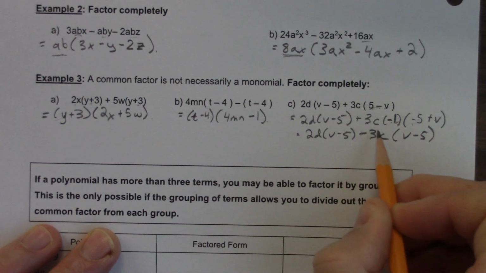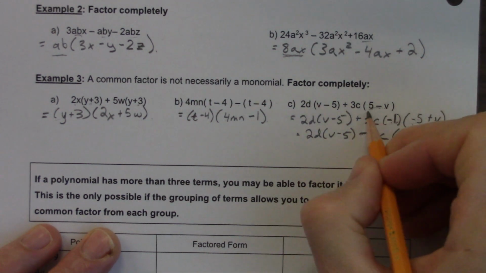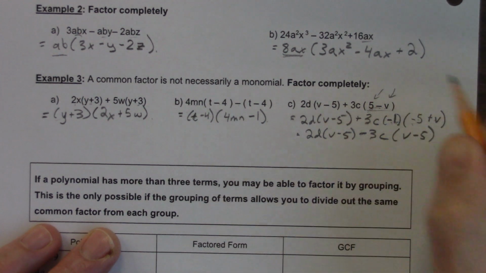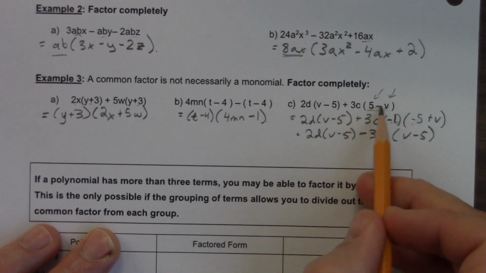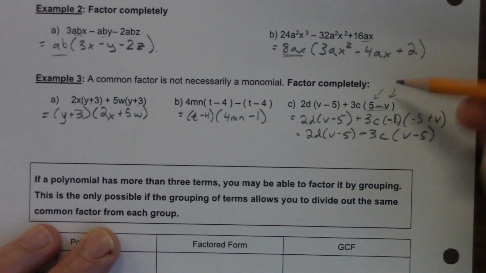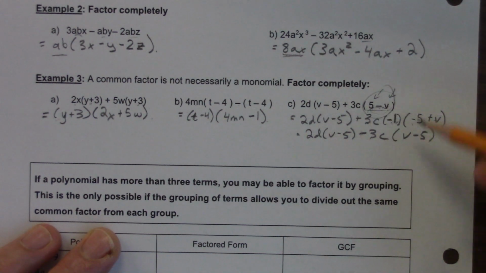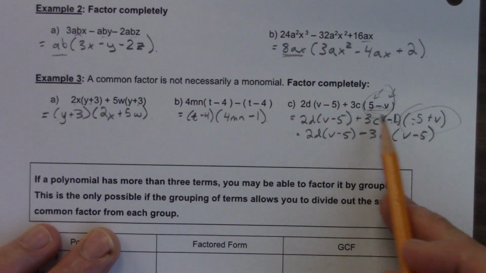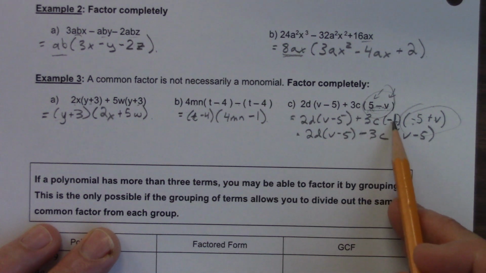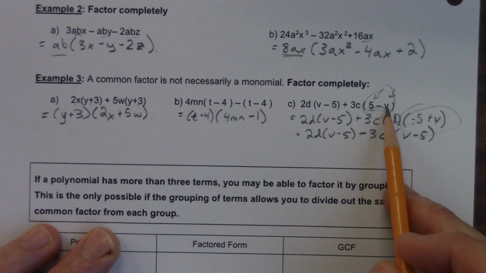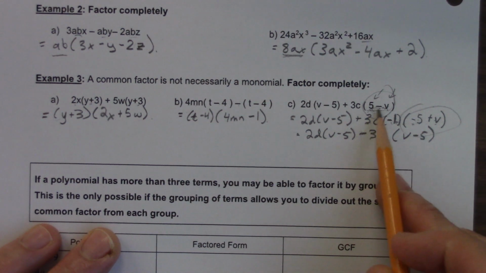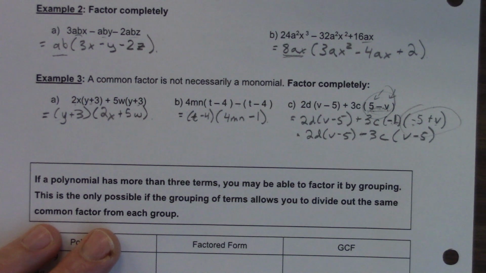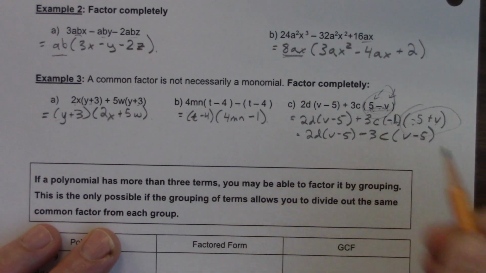How did you get negative 1? Negative 1, I've divided out of this term. I've taken the negative 1 out of this term. Do you see how this is the same as negative 1 times this? If I multiply negative 1 times negative 5, I get positive 5. And negative 1 times positive v, I get negative v. So I've taken the negative value out of this binomial. It's hard to explain, but I'm taking that negative sign out.